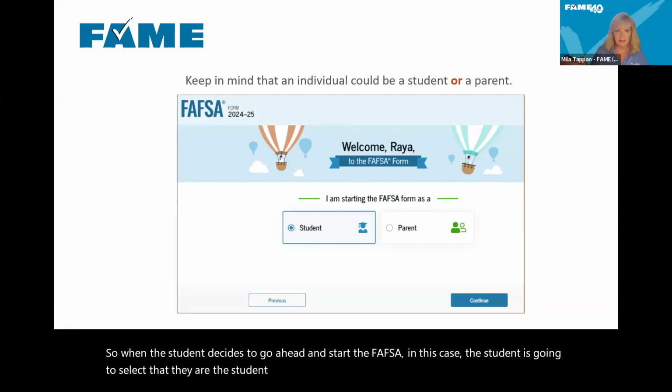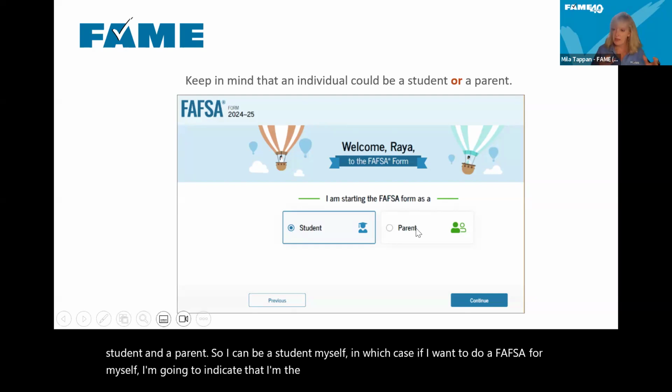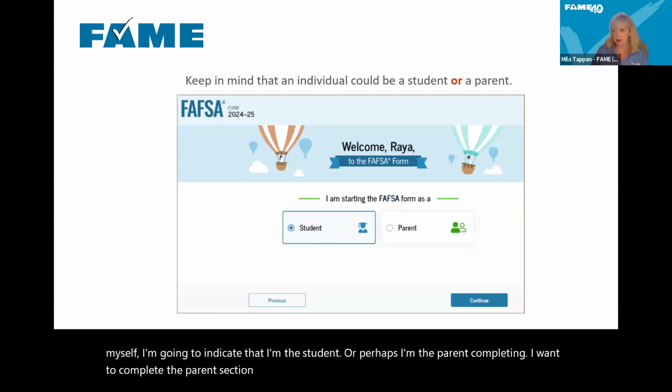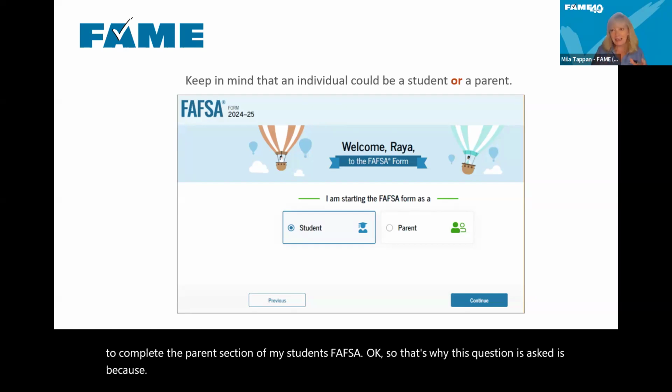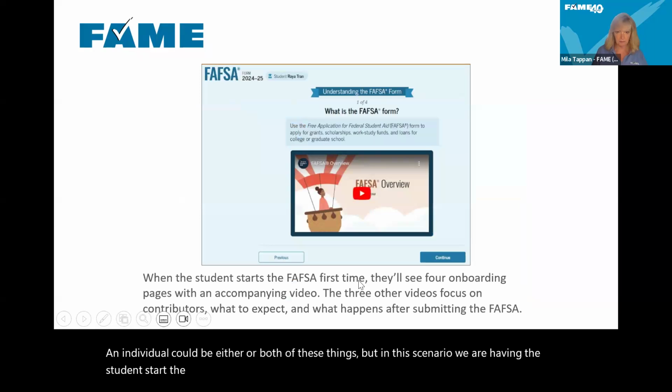But keep in mind, and Nikki mentioned this, that I can be both a student and a parent. So I can be a student myself, in which case, if I want to do a FAFSA for myself, I'm going to indicate that I'm the student, or perhaps I'm the parent and I want to complete the parent section of my student's FAFSA. Okay, so that's why this question is asked, because an individual could be either or both of these things. But in this scenario, we are having the student start the FAFSA.